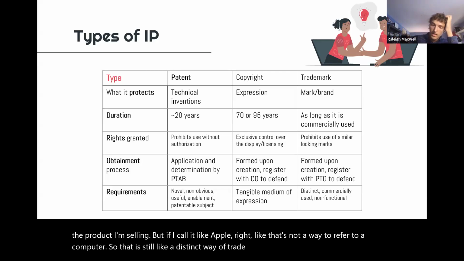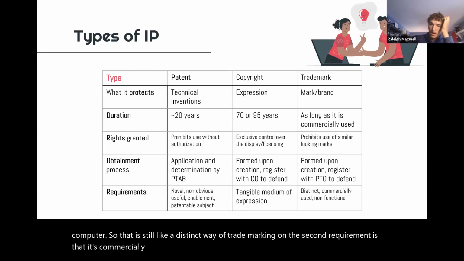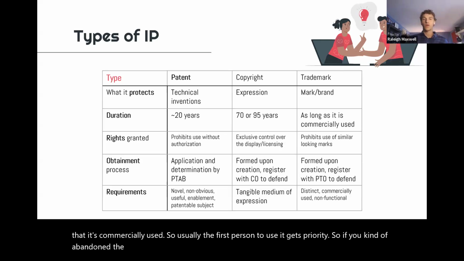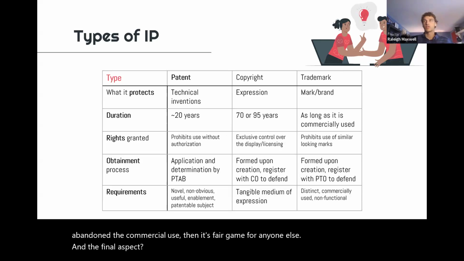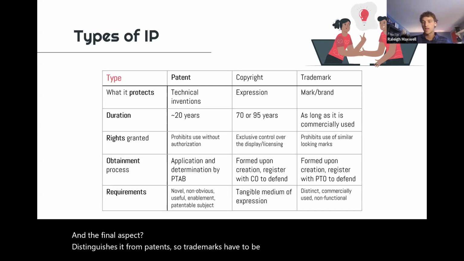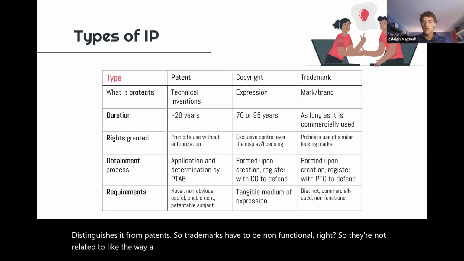The second requirement is that it's commercially used. So usually the first person to use it gets priority. If you abandon the commercial use, then it's fair game for anyone else. And the final aspect distinguishes it from patents. Trademarks have to be non-functional, right? So they're not related to the way a product functions, which is just to distinguish it from patents.